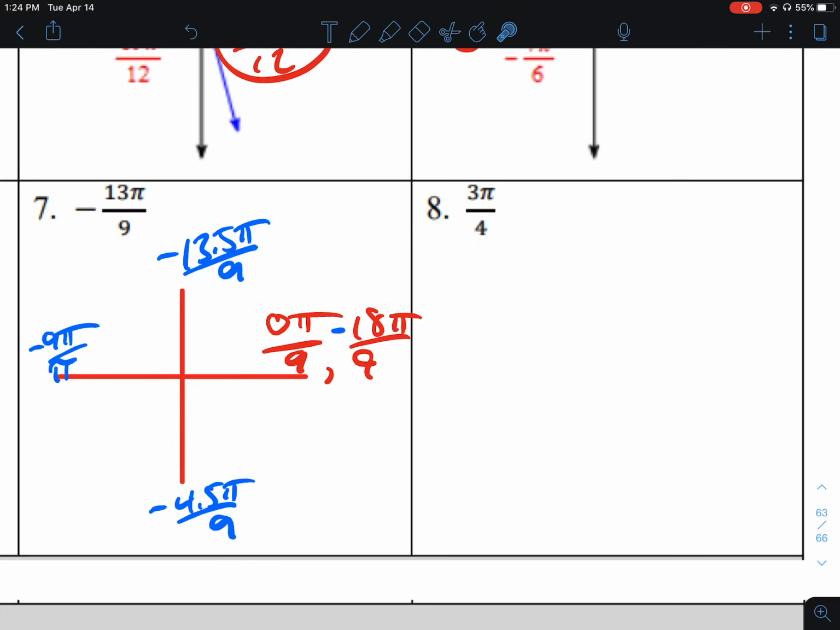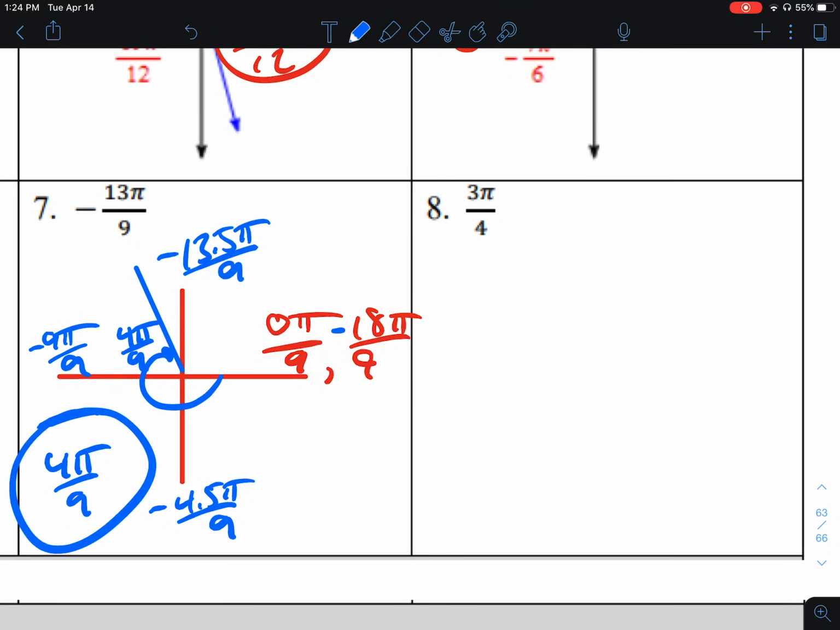Whoops, over here I wrote this over pi when I meant to write over 9. Okay, so we're at negative 13. That's going to fall just short of negative 13.5. So if we're at negative 13 and the negative x-axis is negative 9, the difference between those is negative 4 pi over 9. Reference angles are always positive, so our answer is 4 pi over 9.